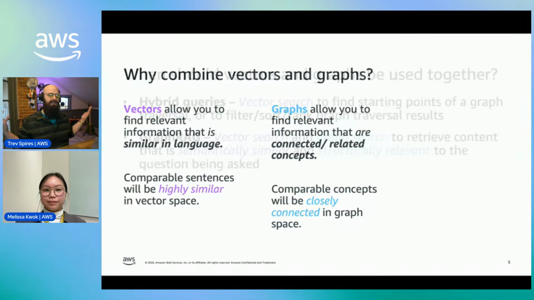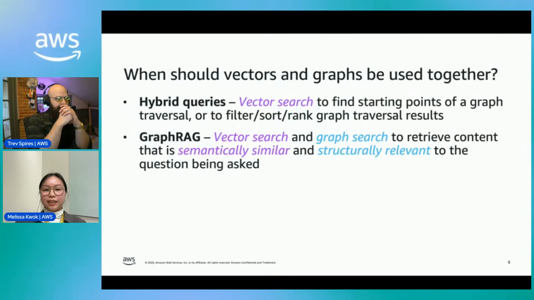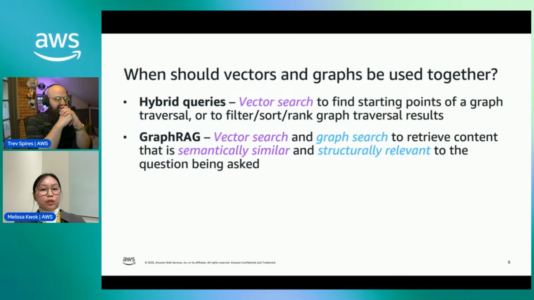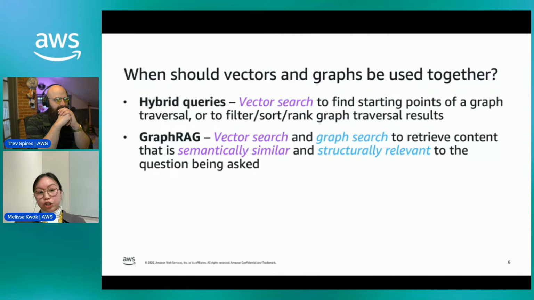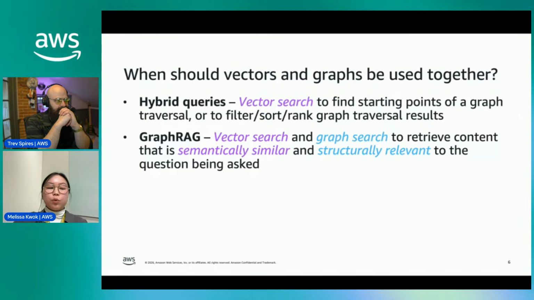What else do we need to know? Yes, I think the next logical question is when or why should vectors and graphs be used together? We talk a lot about situations where a vector search alone is going to be great for certain use cases like enterprise search. Graph alone is going to be great for use cases where you have questions that need to know about the connectivity.